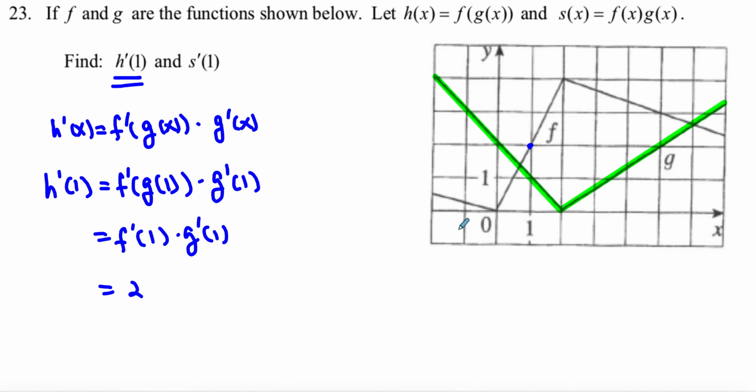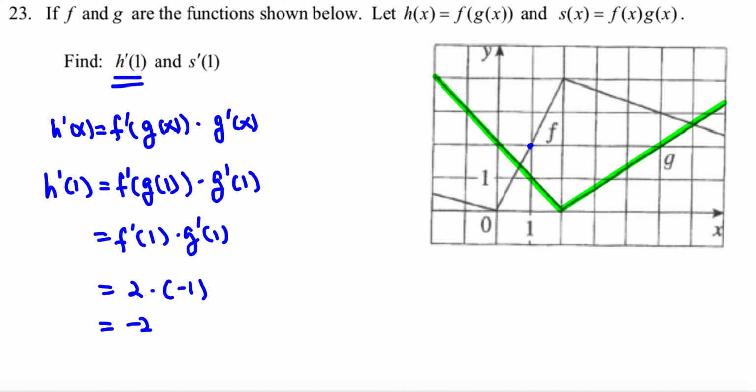How about g prime of 1? It's going down. As I move to the right by 1, it goes down by 1. That has been the pattern. That is the slope, so it becomes negative 1. When we multiply them together, we end up getting negative 2. So negative 2 would be the answer for h prime of 1.